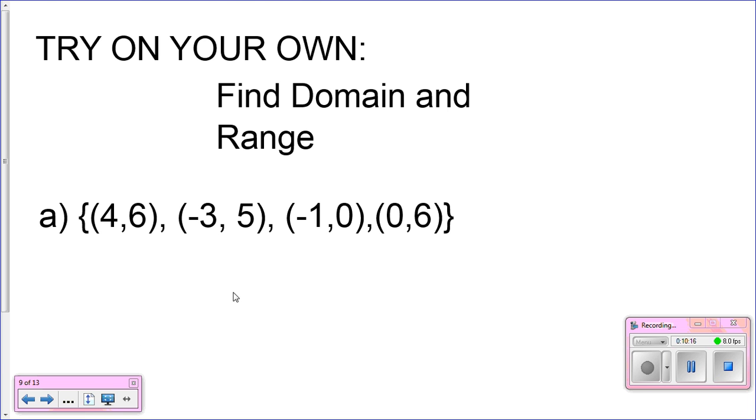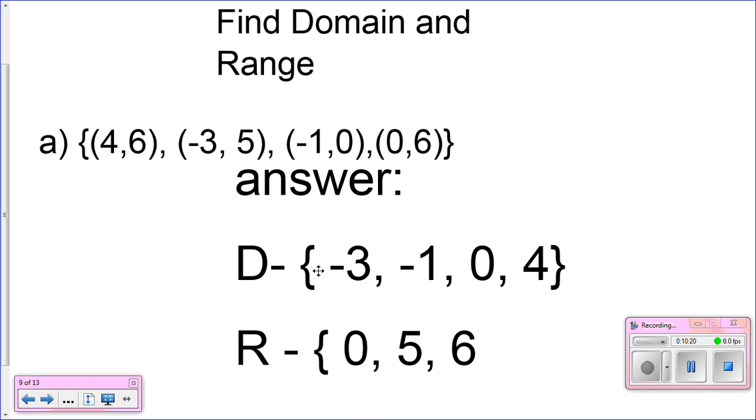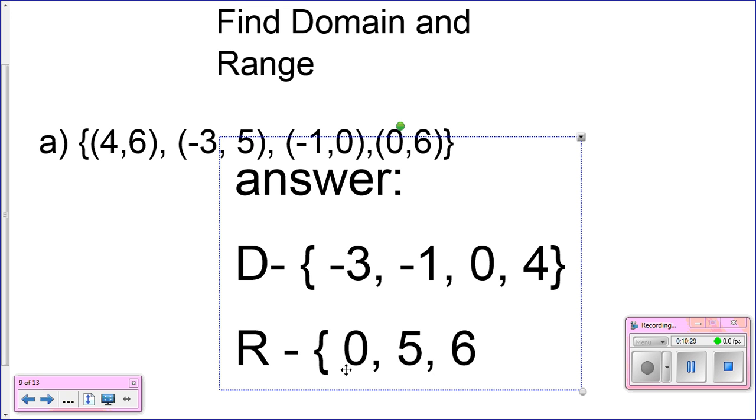Okay, so here the answer we get is the domain is -3, -1, 0, and 4. The range, oh, I forgot something. It won't let me type it. I got brace 0, 5, 6, and your answer should have a brace on it, okay? But I only have 4 here because I repeat the 6's, okay? So I don't want to repeat it.